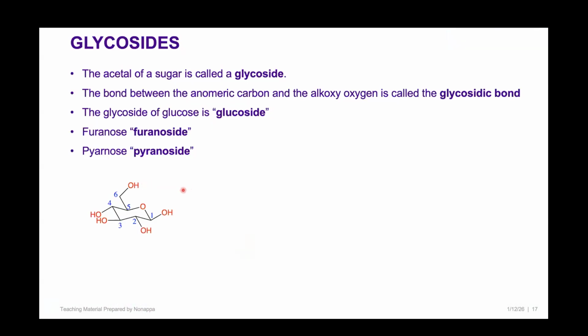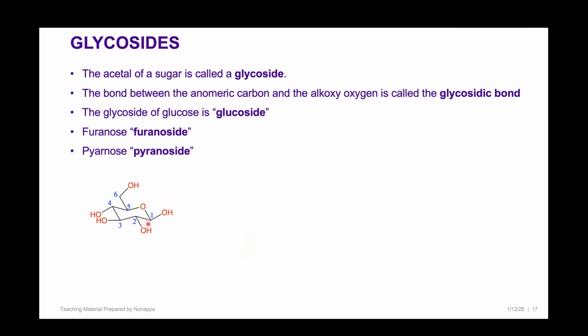So, if we take a sugar such as glucose here, this is a hemiacetal. That means you can still functionalize this hydroxyl group attached to the anomeric carbon. The acetal of this, that means if you add one more alcoholic functionalization such as an ether linkage here, then it becomes a glycoside. The acetal of any sugar is known as a glycoside.